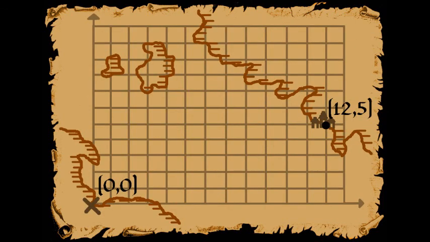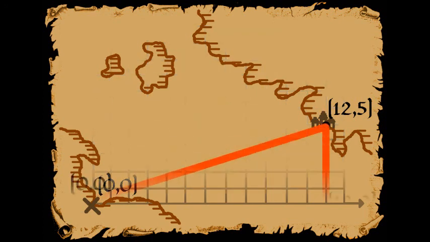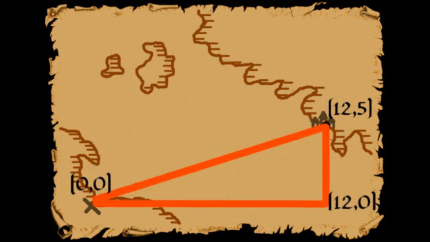Take another look at the problem. We're actually solving a problem using the Pythagorean theorem. The distance formula is an application of the famous Greek theorem. If we subtract the two x coordinates, we get one leg of the triangle. And if we subtract the y coordinates, we get the other leg.